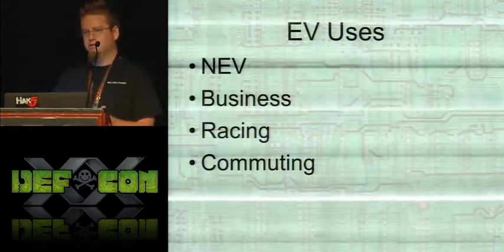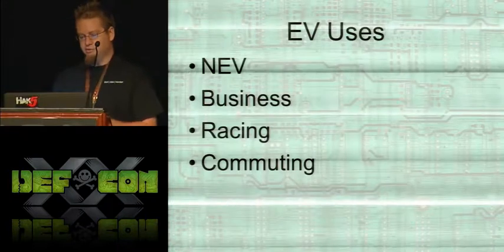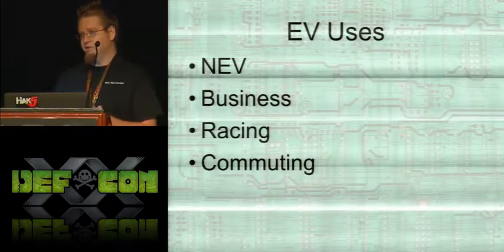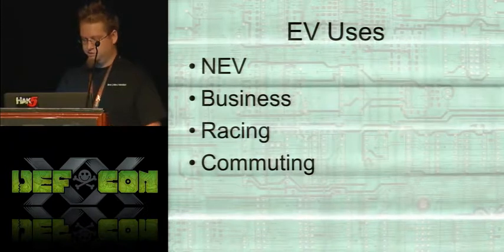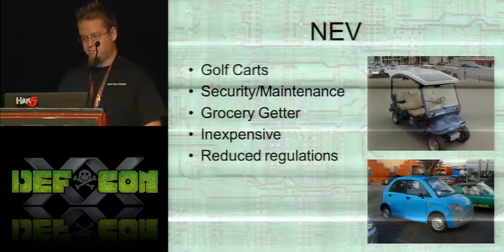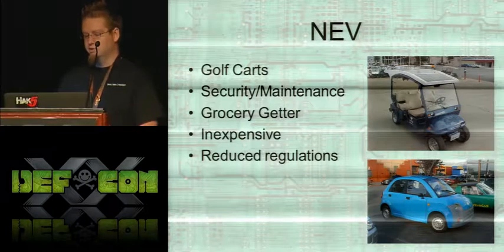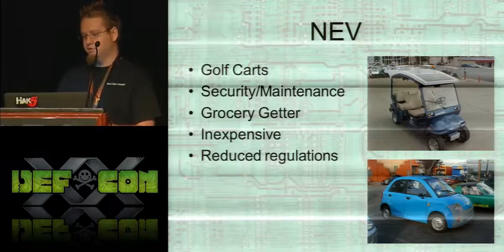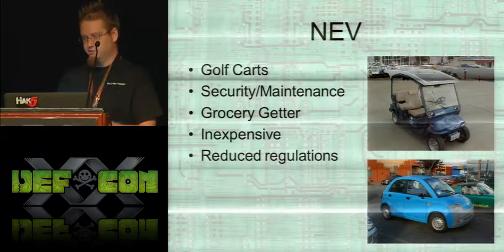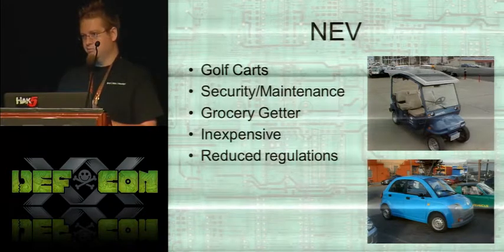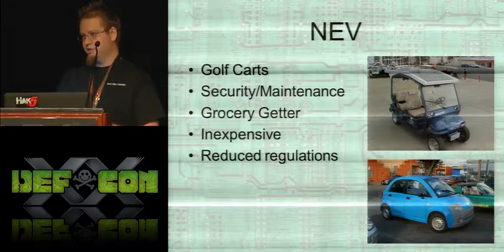So EV uses, there's lots of different things people use them for. One popular is neighborhood electric vehicles. There's business that's starting to use them a lot. They're used in racing, and my favorite, commuting. Neighborhood electrics, everyone's familiar with golf carts. They're also very popular for security and maintenance vehicles because they're quieter and there's no emissions. People use them for grocery getters, just running errands around town.